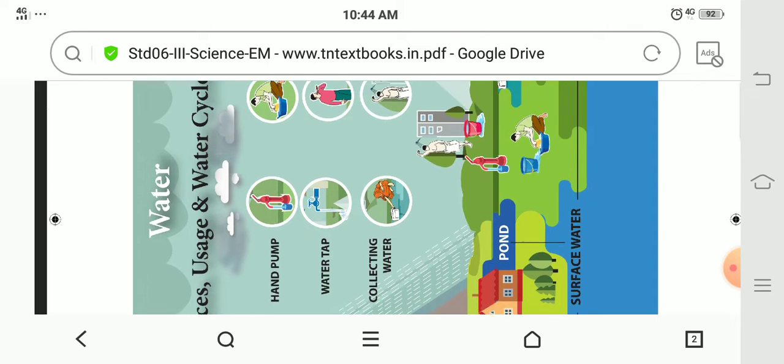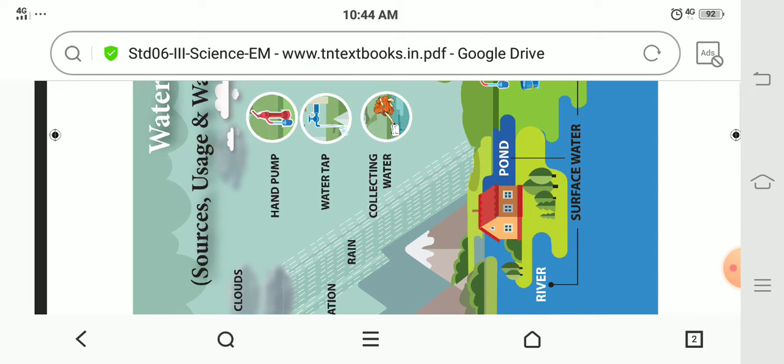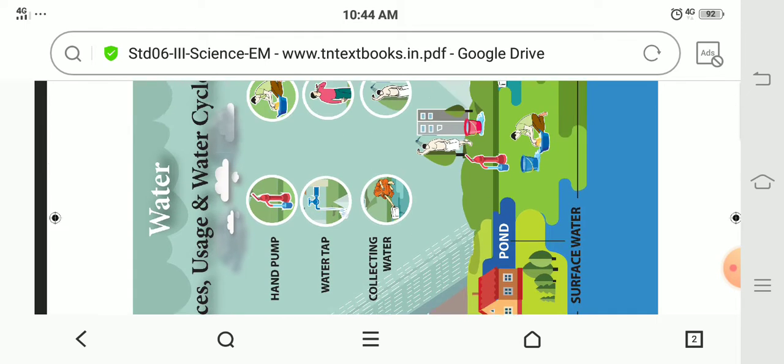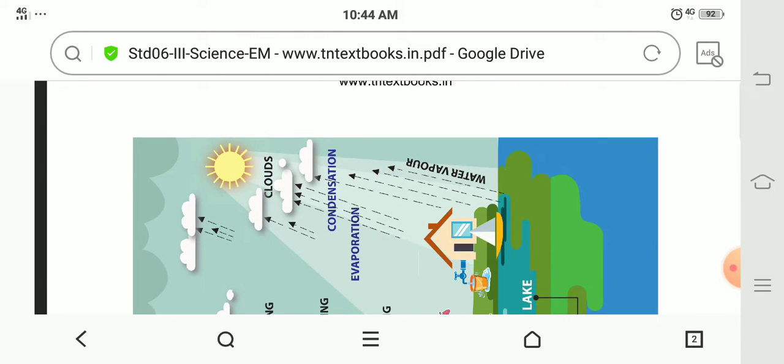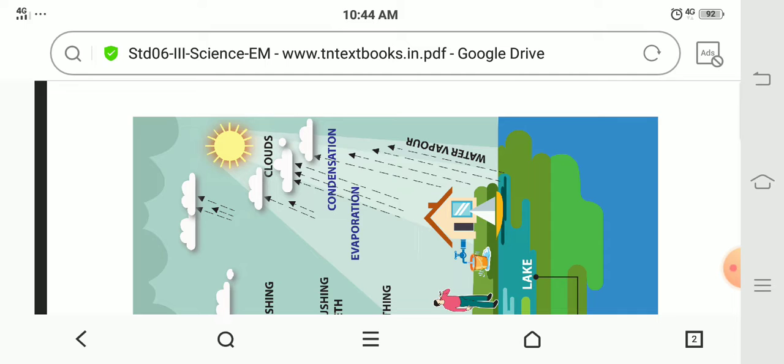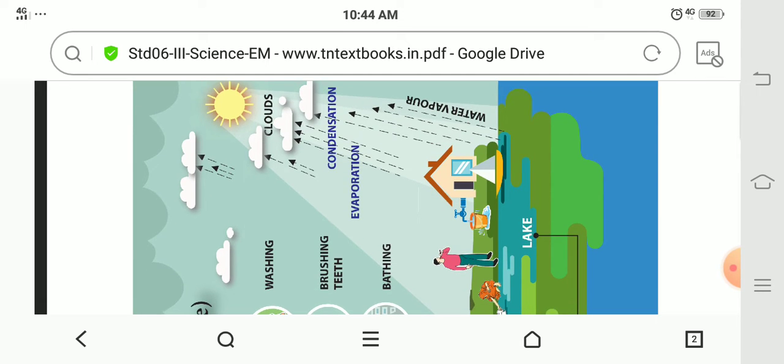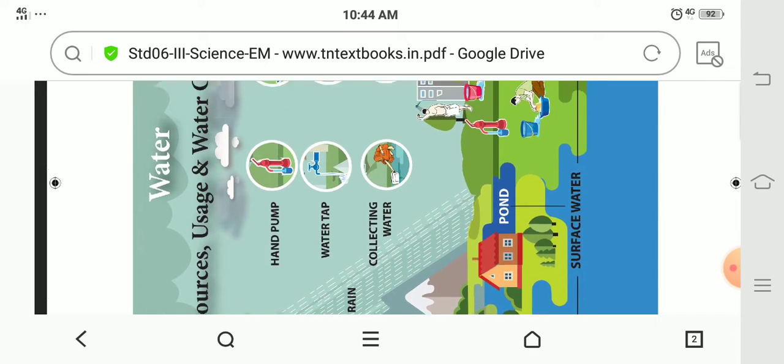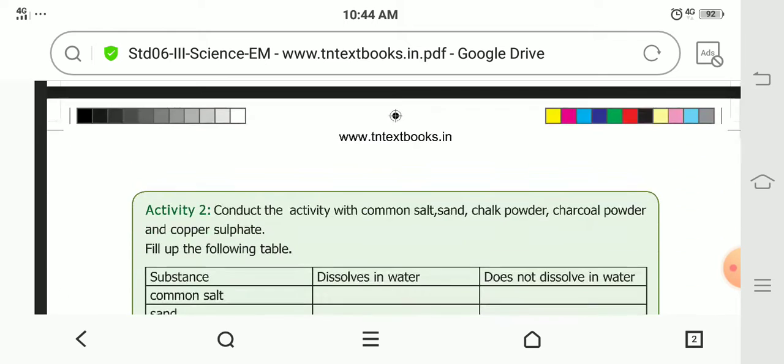The water vapor comes from the vaporization of lake, pond and river. The river, pond and lake are surface water. This water changes into water vapor and settles in the clouds. This is the sources, usage and water cycle.